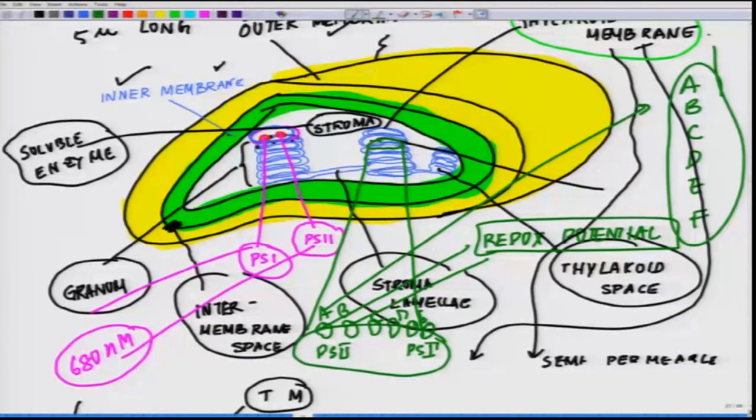I can say that A has the highest power to accept an electron, B is the next, C is the third, D is that, E and F likewise. And of course, there is another aspect, which is how they are located in space. Okay. So, keep this concept in mind while I draw a very interesting way of explaining photosynthesis in terms of the redox potential or the ability.